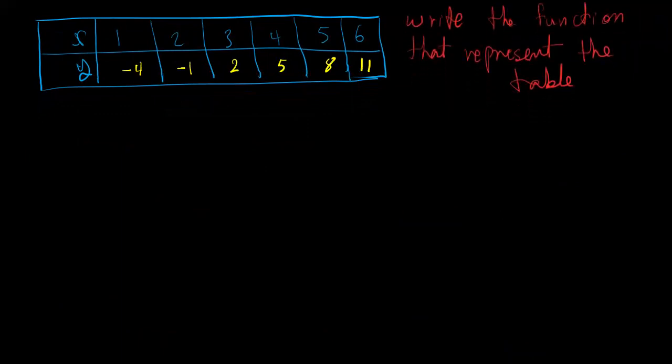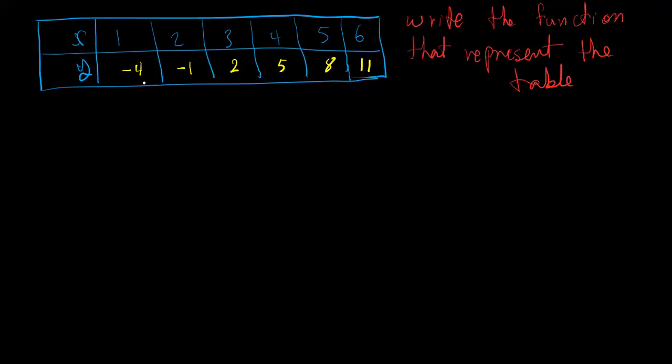Write the function that represents the table. So what is the function that represents this table? I have to identify first what is the type of the function. Is this function constant? No, because y is different. Okay. Is this function a linear one? Linear function? I don't know. How can I know this is a linear function? From the first difference. Get the first difference.